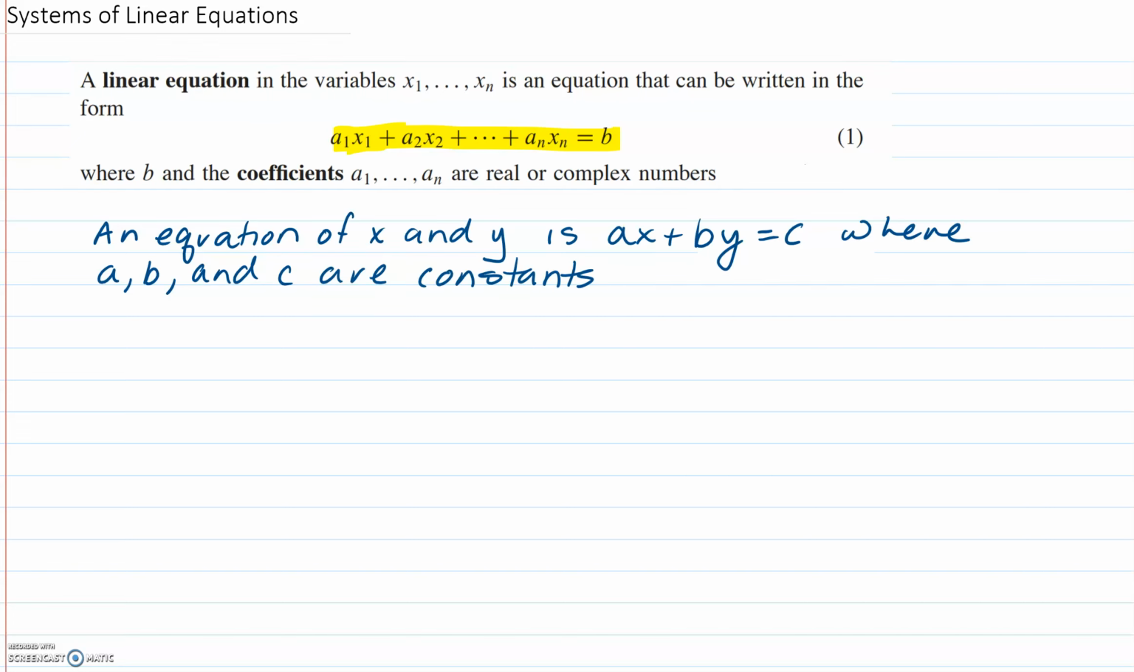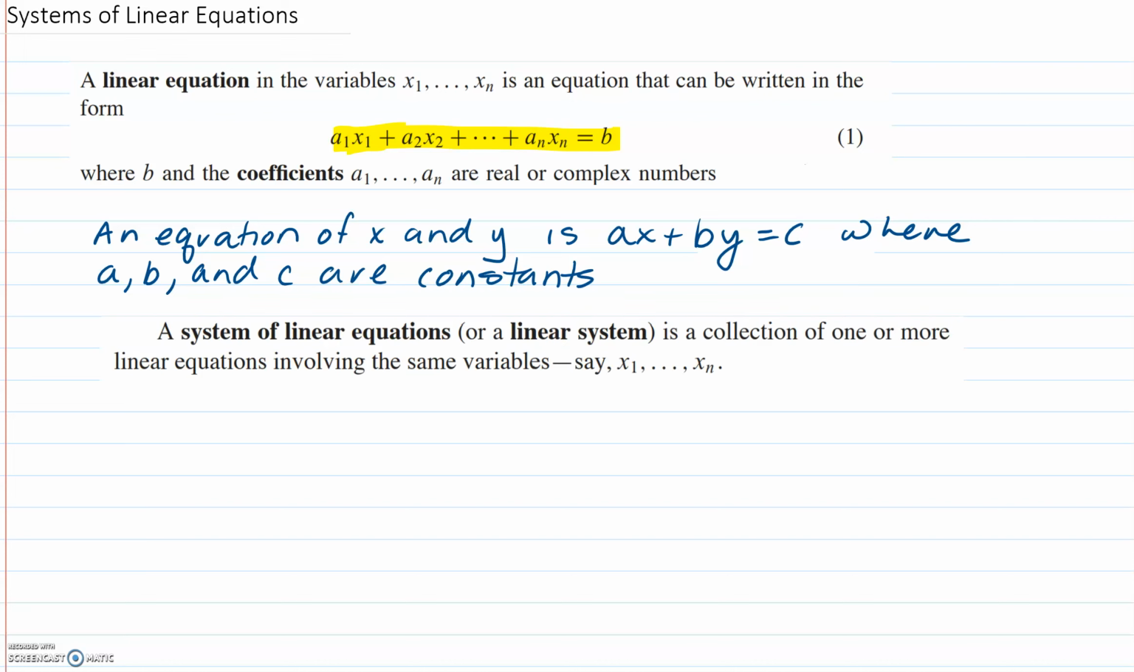You might recognize this equation from your past algebra courses. Ax plus by equals c. This is the equation of x and y, where a and b are the coefficients, the a1 and the a2. The c is like the b here, this constant on the other side of the equal sign. This is a linear equation of two variables.